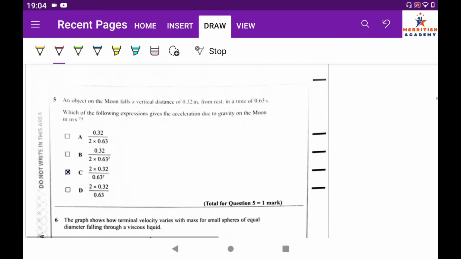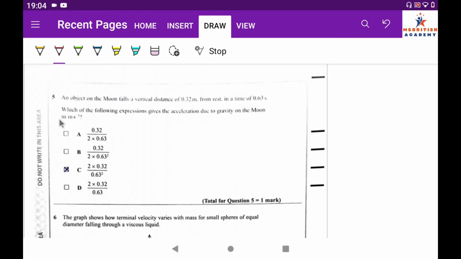Now come on question number 5. An object on the moon falls a vertical distance of 0.32 meters from rest. So u is 0, s is this, and time is equal to 0.63 seconds. Which of the following expressions gives the acceleration due to gravity on the moon, g moon, in meters per second square?